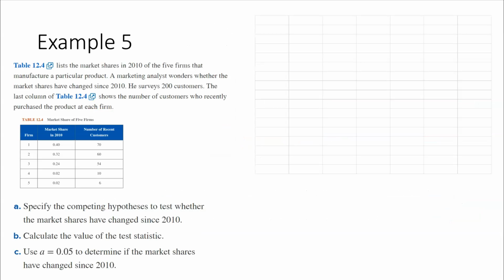All right, let's do an example from top to bottom. So this lists the market shares of 5 firms that manufacture a particular product.